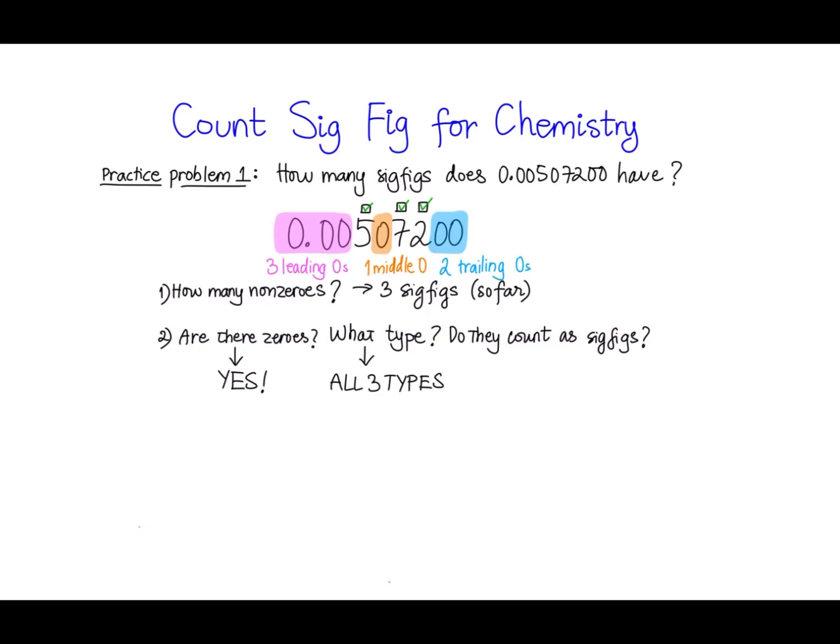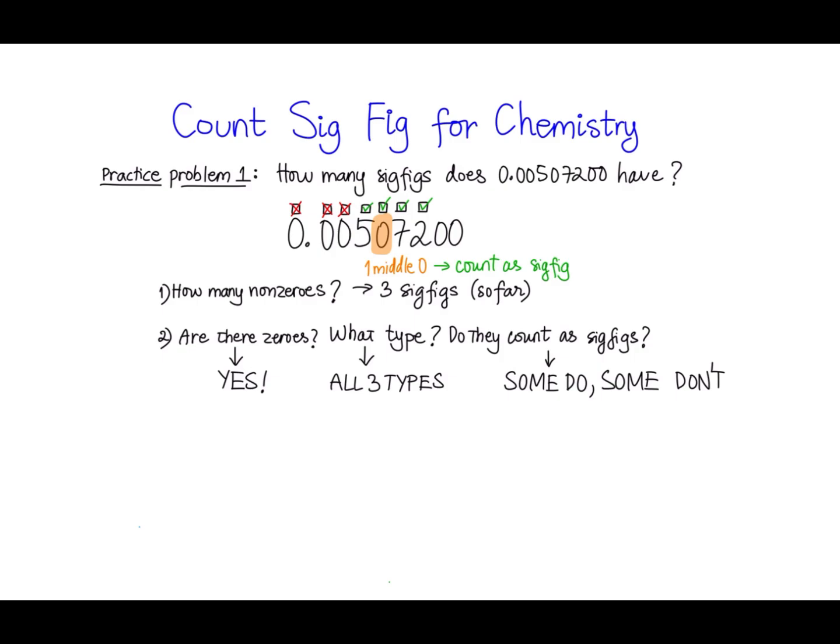So we see here that there are all 3 types of zero in this number. First of all, there are 3 leading zeros in front of the number 5. There's a middle 0 between the 5 and the 7, as well as 2 trailing zeros after the number 2. So let's consider if they are sigfigs or not. The 3 leading zeros are not considered sigfigs because the rule for leading zeros is that they are never considered sigfigs.